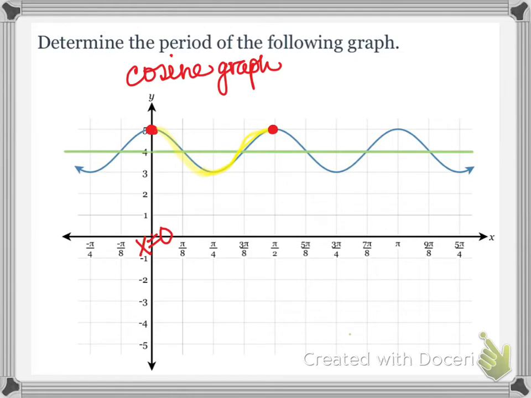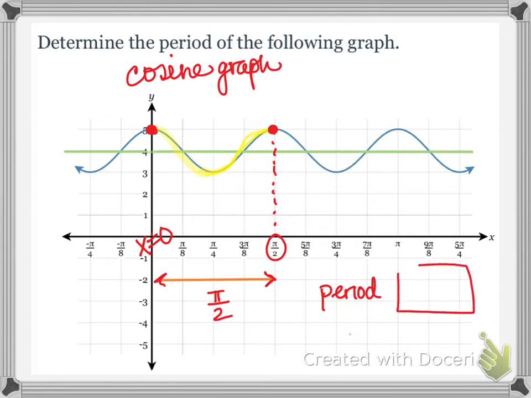That's one cycle right there. You started at x equals 0, and where did it end? It ended at pi over 2. So our horizontal distance from left to right, which is our period, is going to be a length of pi over 2. So when they ask you for period, you're going to have a box, and you're just going to type pi over 2, and you are done.